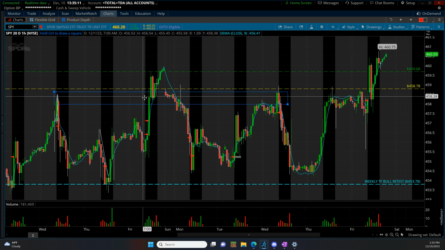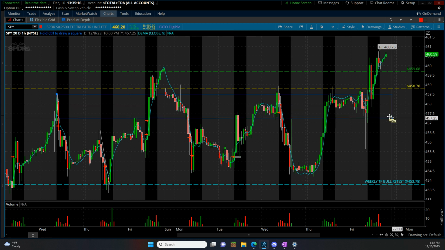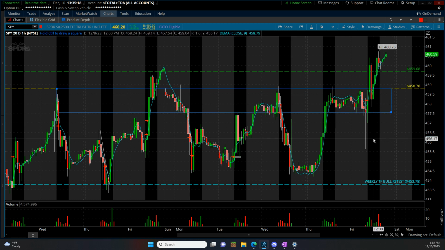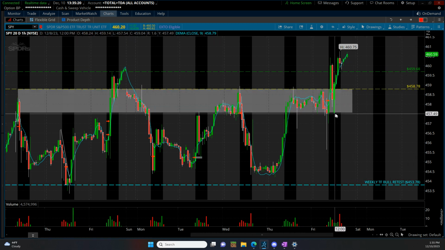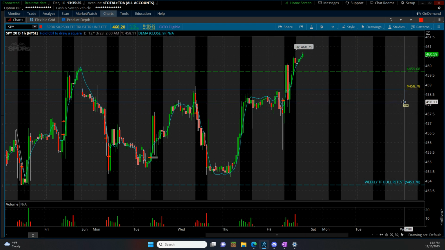This is definitely a critical level right here. 458.50. Look at this. I would really like to see a retest at this level. That would be sick, if we could get a retest at this level.